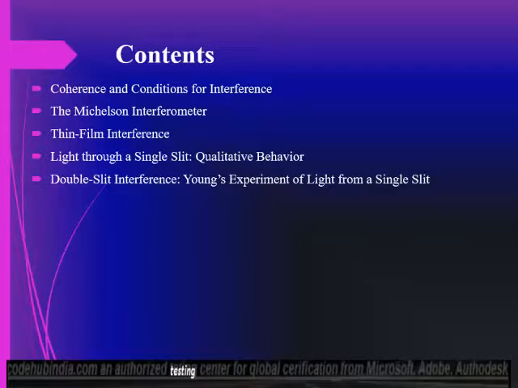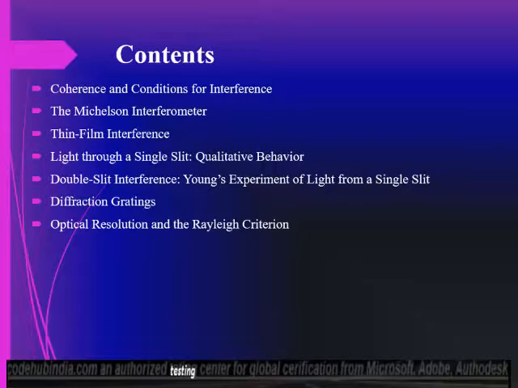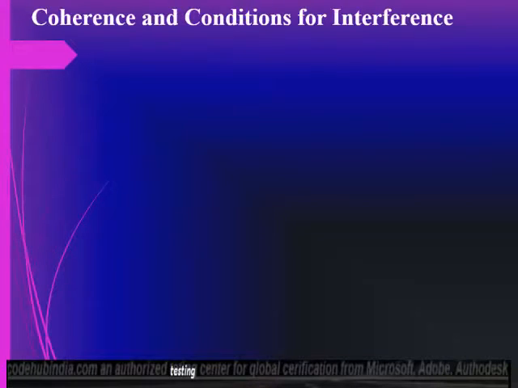Double slit, what will happen? It's called Young's slit. Diffraction. Optical resolution. Then coherence and the condition of coherence. What is coherence? Wave optics.